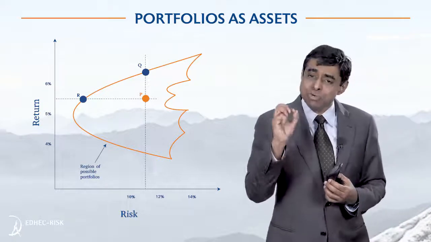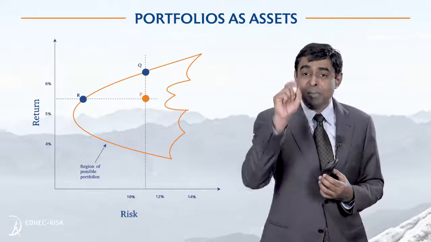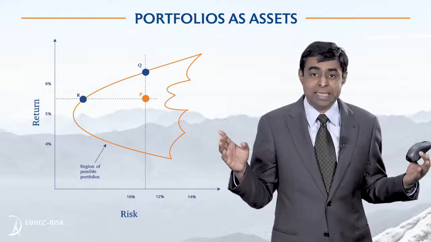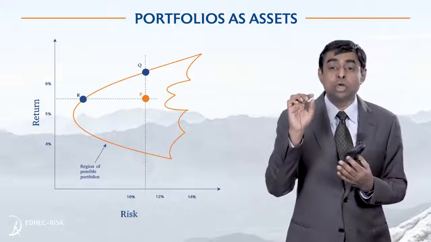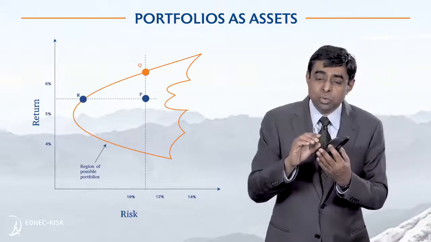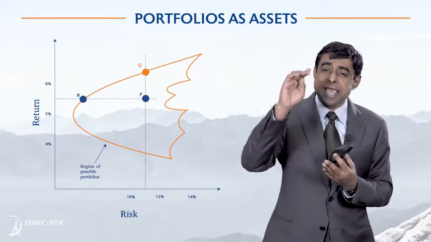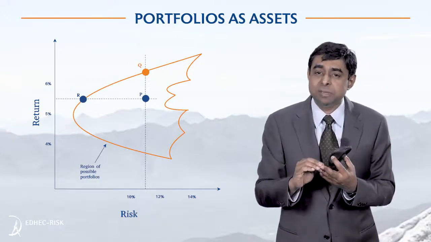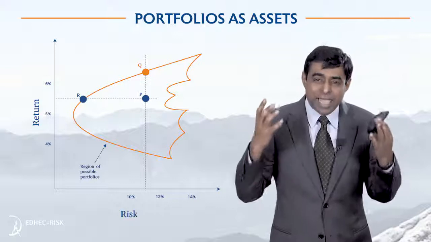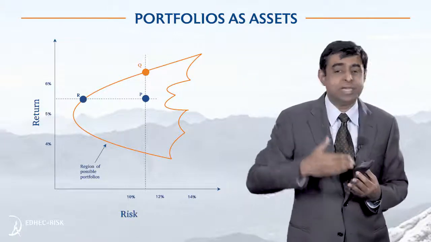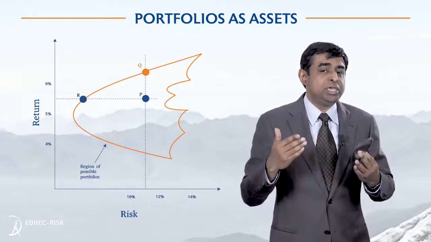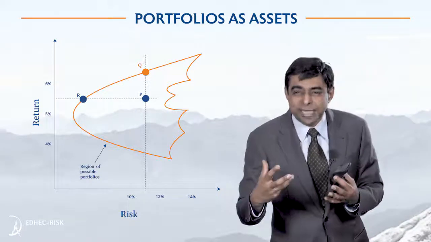Why? The reason is because just look above P. There is another portfolio in that region called Q. And Q is a portfolio that has a higher return and the same level of volatility as P. So why on earth would anybody invest in P when they can invest in Q? Q is what we call a portfolio that dominates P.